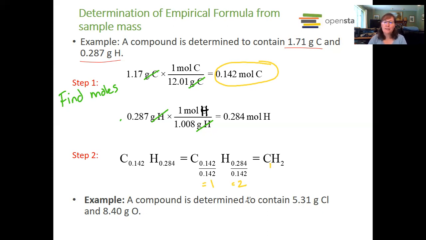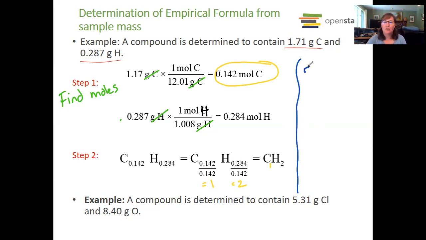Okay, now let's take a look at another example of this. First of all, it gives us a compound that is determined to contain 5.31 grams of chlorine and 8.4 grams of oxygen. So what I'm going to do is come over to the side here and show you how to do this again from the beginning.